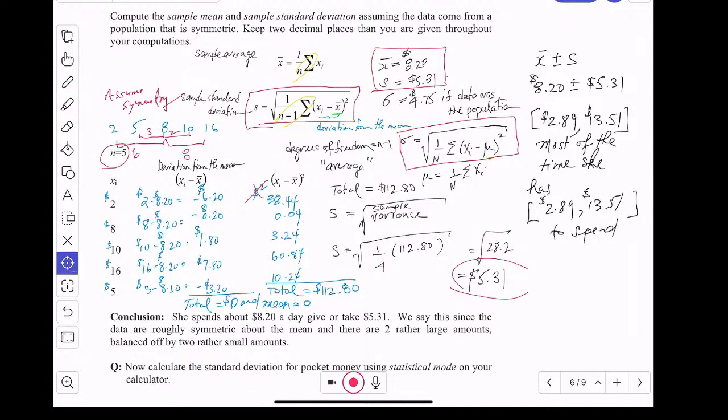So going back to the data, how many of the observations are in that range? Well, 2 is not in that range, 8 is, 10 is, 16 is not, but 5 is. So 3 out of 5 are in that range, which represents 60%. So most of the time is like the majority, right? 60% of the observations fall within one standard deviation. We can do this because the data is assumed symmetric, so we can add and subtract from both sides. How many observations are within 2 standard deviations?